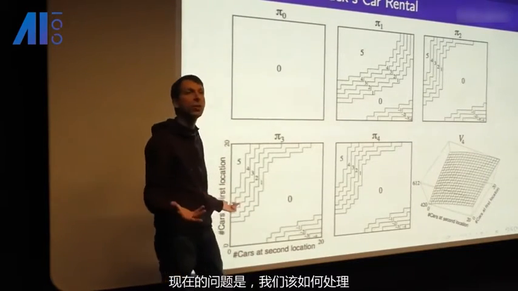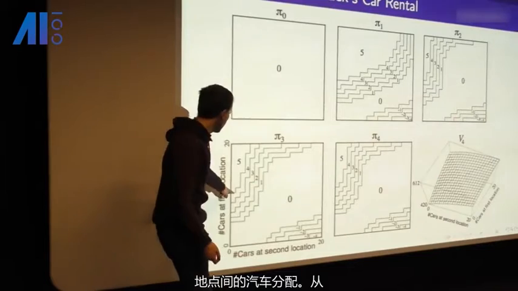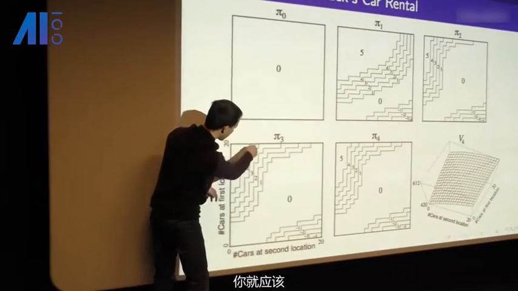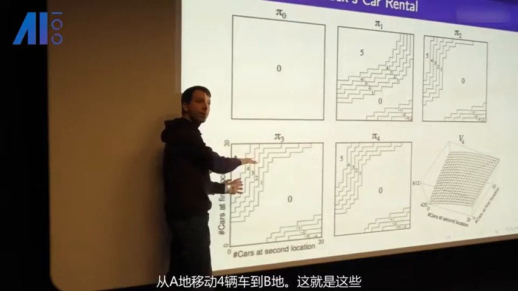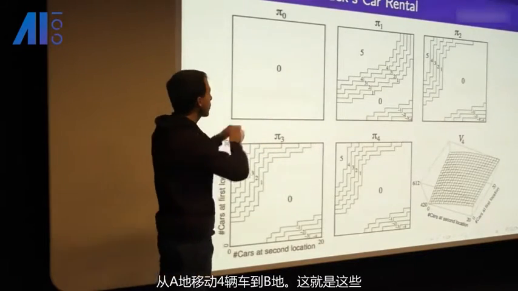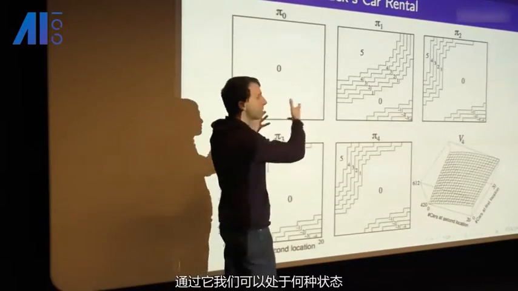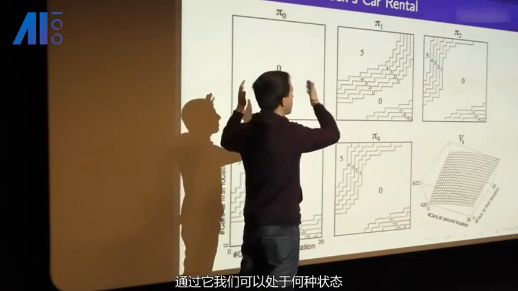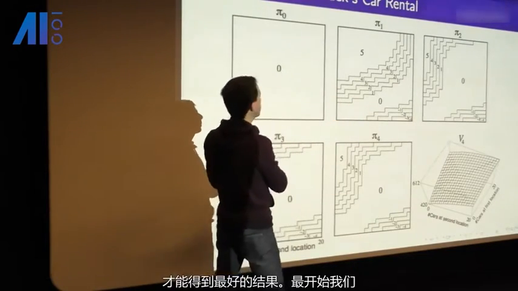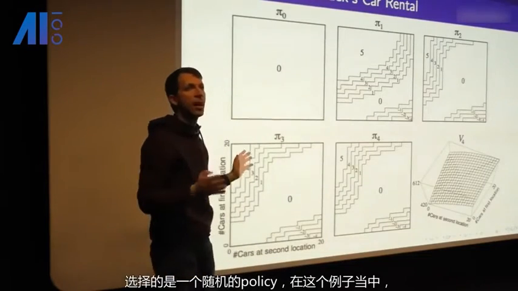And the question is, what do you do in that location? What we see from these diagrams is that if you're in that situation, you should move 4 cars from A to B. Okay, so that's what these diagrams are indicating. They're indicating the policy, telling us at any stage of our algorithm what we believe the best thing to do is. And we start off with just an arbitrary policy.